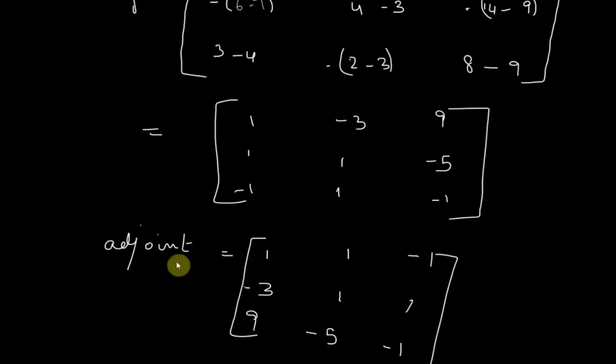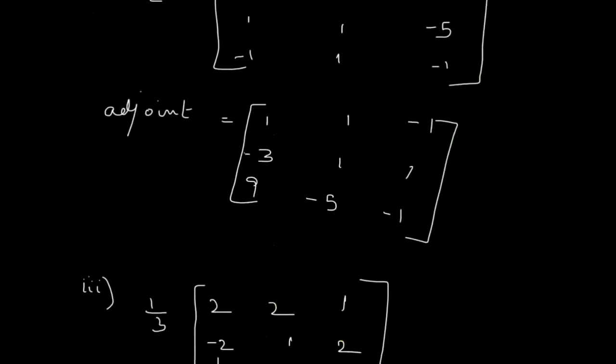Now we have to find the adjoint. So the adjoint is nothing but the transpose of this matrix. So if we take the transpose of it, the first column becomes the first row. Second column will become the second row. Third column will become the third row. So this is the adjoint matrix.